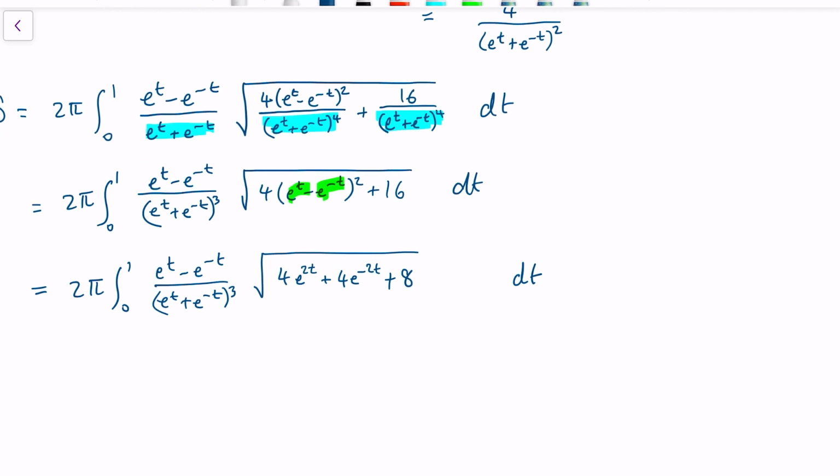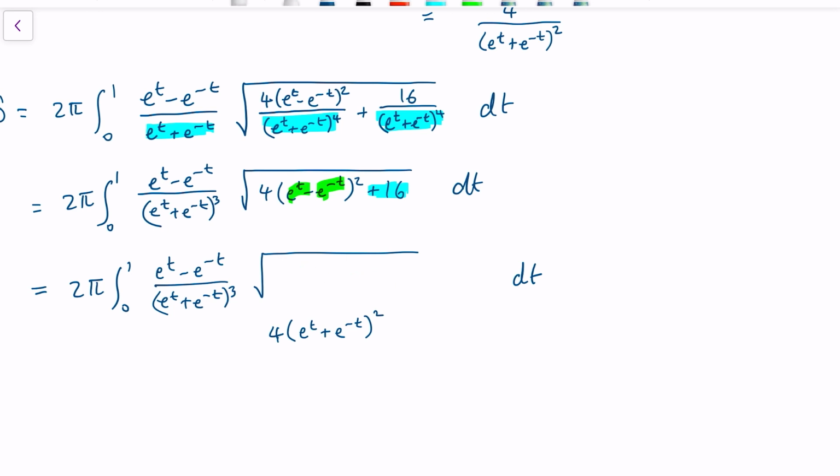So we can factor this as e to the t plus e to the minus t all squared, with a plus there rather than a minus. And if you're not convinced of that, check by expanding. You'll see that it comes out to be exactly that. So all we've done is take the 16 and merge it inside the brackets as a perfect square.